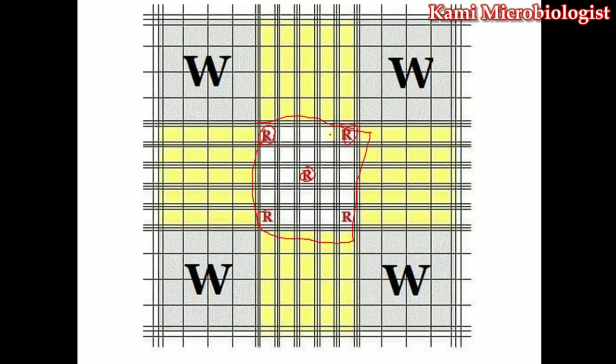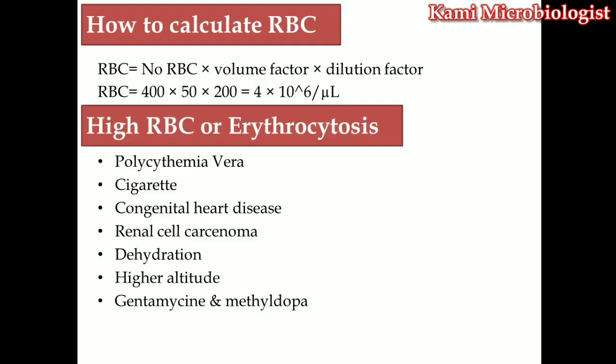Now each square contains 16 smaller squares. In the four corners we have 16 squares each, and in the middle we also have 16 squares. So we get almost 80 squares, and in these 80 squares we count the RBC. Once we count the RBC, how do we find the number of RBC?